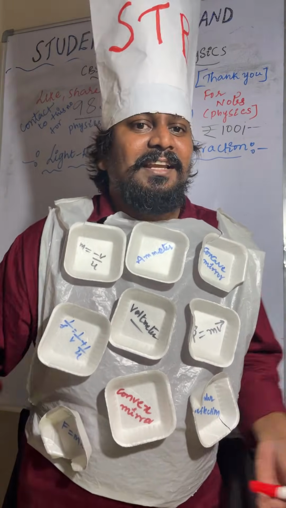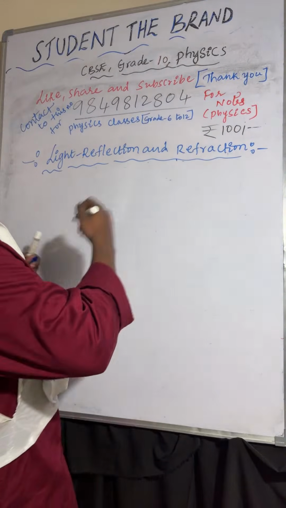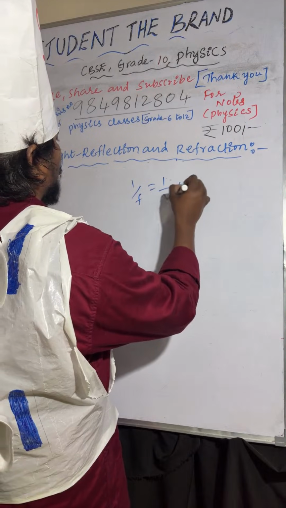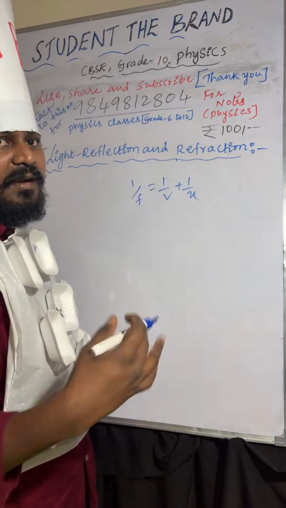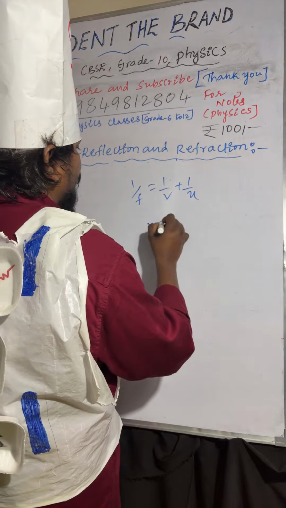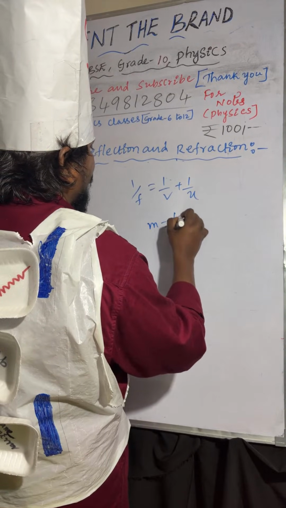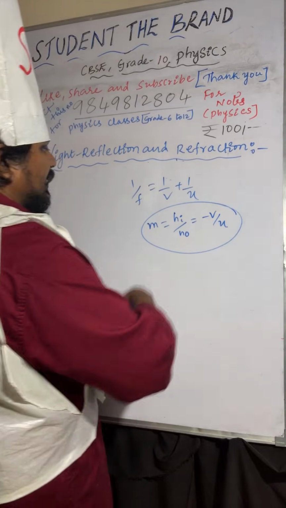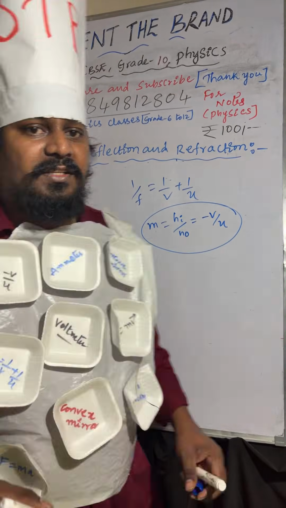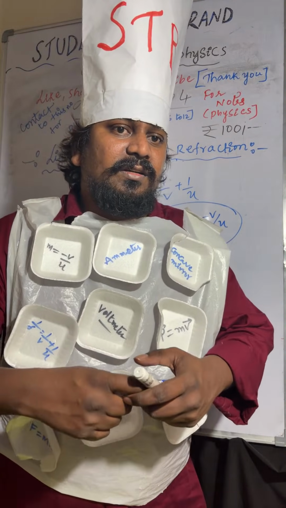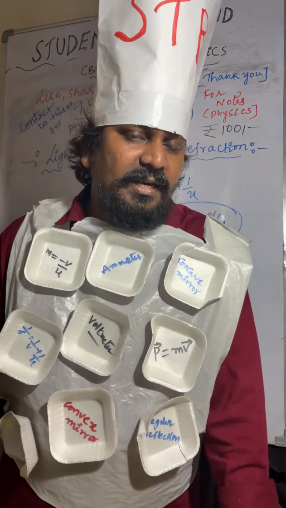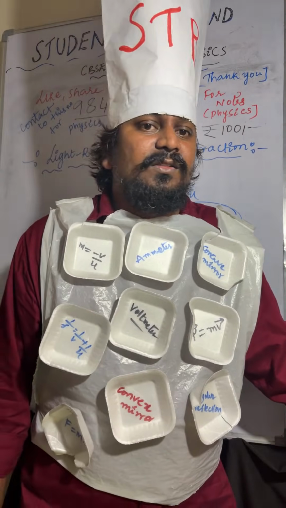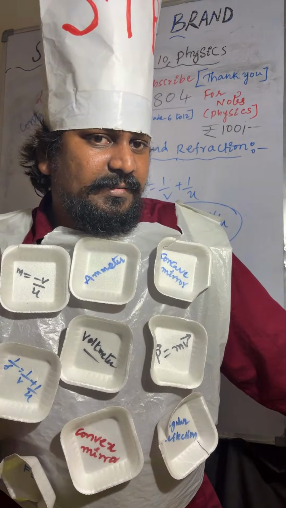Definitely, I will rebound. Okay, so next one, coming to the formula: 1 by f equal to 1 by v plus 1 by u, the mirror formula, and magnification m equal to the height of the image by the height of the object, that is nothing but minus v by u. Minus v by u, that is the magnification. Thank you so much for joining and listening. The light refraction topic is still left, so I will discuss that in the next class.